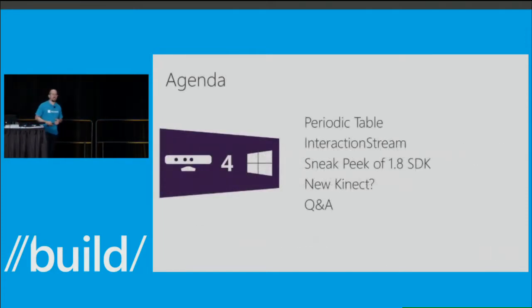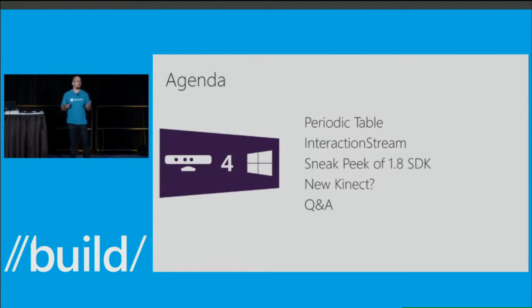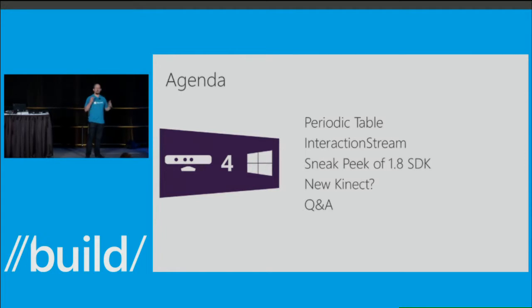Our agenda today is, first, I'm going to introduce something that we came up with on the team that we call the periodic table. If you're already doing a lot of Kinect development, this will be a review for you at the beginning, but I think it might give you a new way to think about some of the data that comes off of the sensor. I'm then going to spend a good chunk of time talking about something that we introduced in our most recent SDK back in March, the 1.7 SDK, called the interaction stream. I'm then going to give a sneak peek of the next version of our SDK, which is going to come in September, version 1.8.